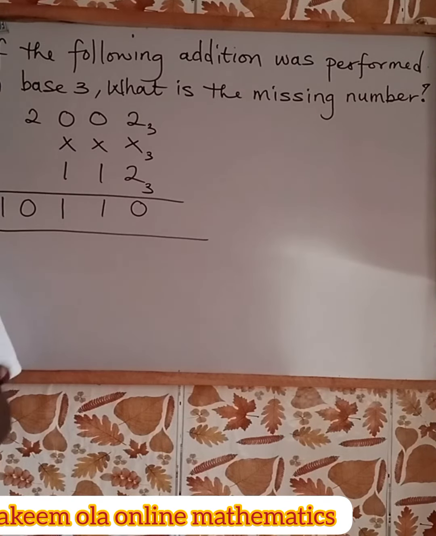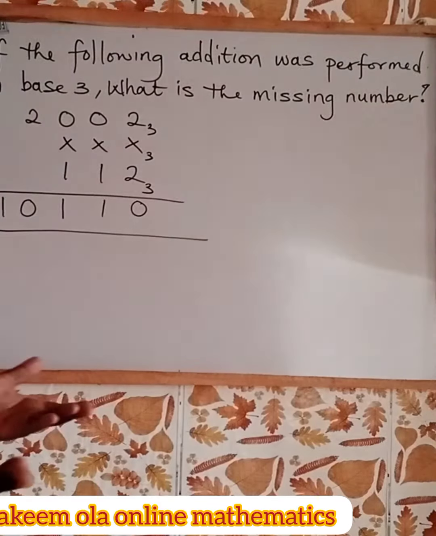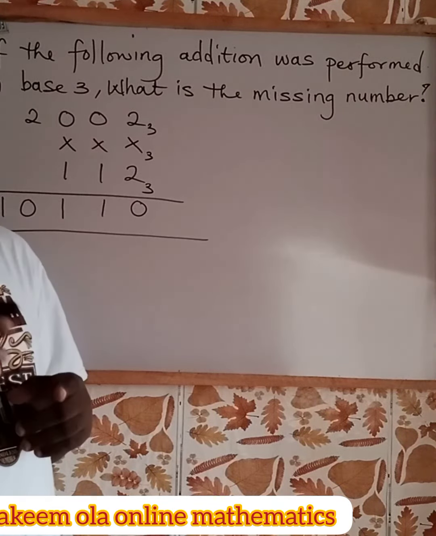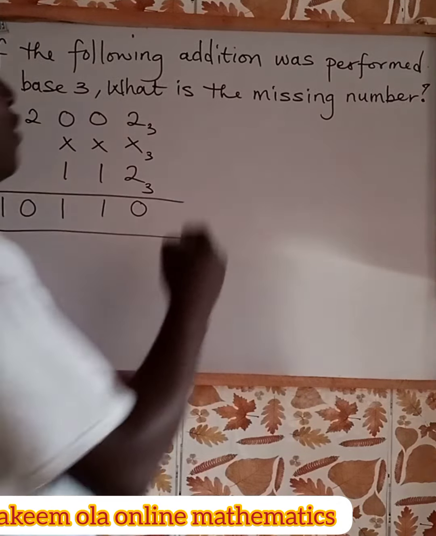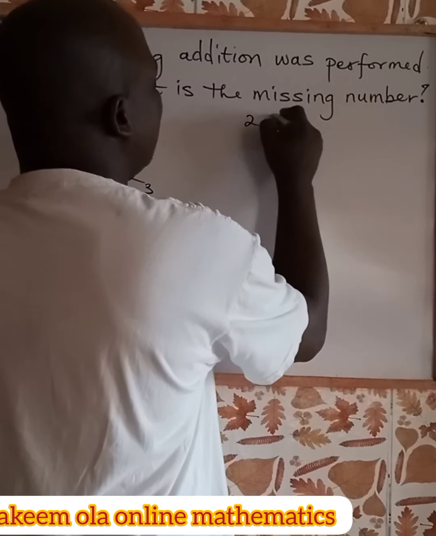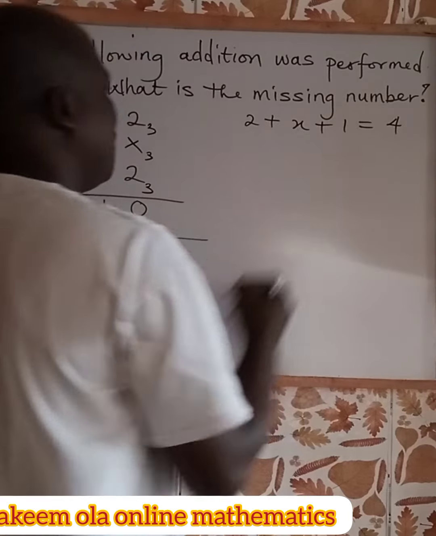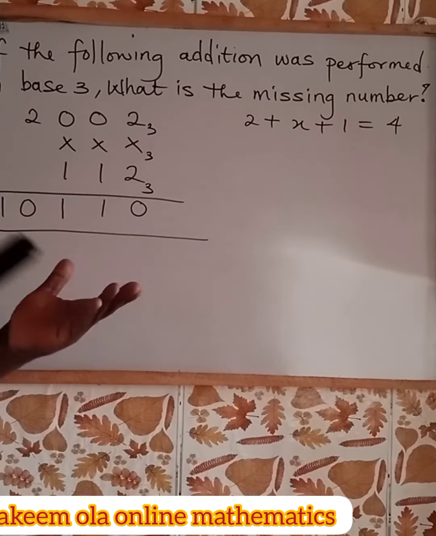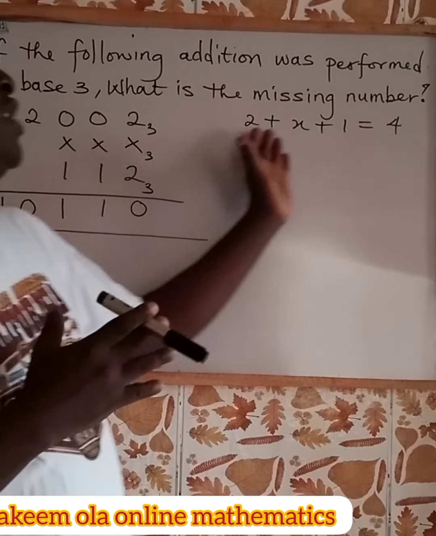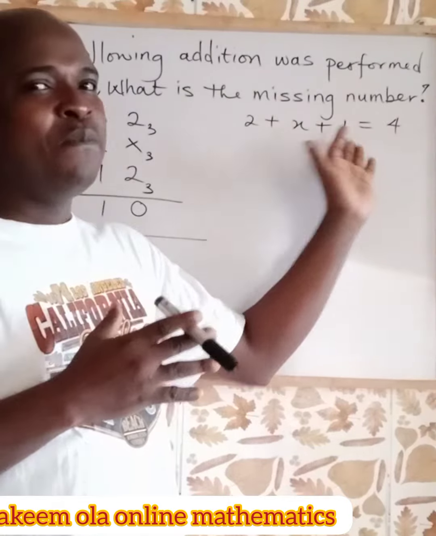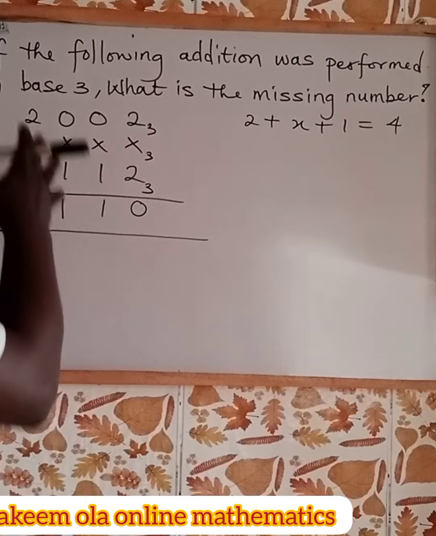We are still going to solve it using the normal arithmetic process, but we have to put into consideration the base 3. How are we going to solve it? If we are given something like 2 plus x plus 1 is equal to 4, and we are asked to find x, of course, we know we are going to collect like terms on the left hand side. We first add the 2 and 1 together. After getting the answer, we now move it to the other side. That is the same thing that we are going to do here.